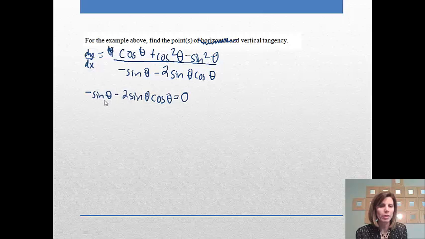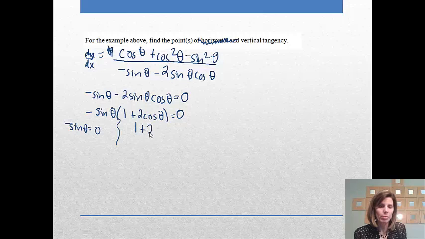Okay, and when I do that, I notice that I could factor out a negative, and I could also factor out a sine. So if I factor out the negative sine theta, I'll have 1 plus 2 cosine theta equal to 0 left. Now, since it's factored, I can use the zero product property. So I can set each part equal to 0. So I can set negative sine theta equal to 0, and then 1 plus 2 cosine theta equal to 0.